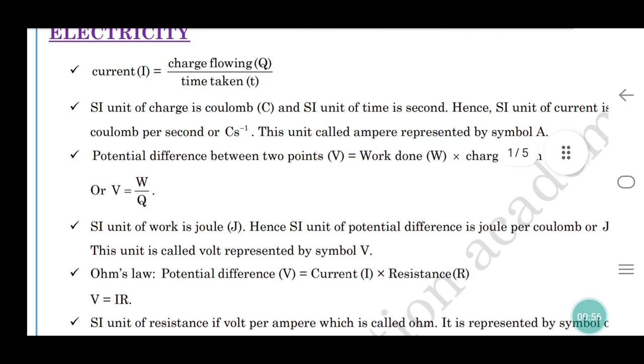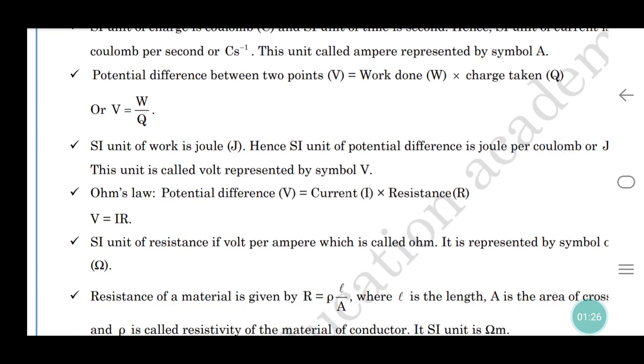Next is potential difference between two points. Voltage means the difference between two points and is called V. V is equal to work done divided by charge, so V is equal to W by Q. The SI unit of work is joule, so the SI unit of potential difference is joule per coulomb, or J/C. This unit is called volt, with the symbol V.